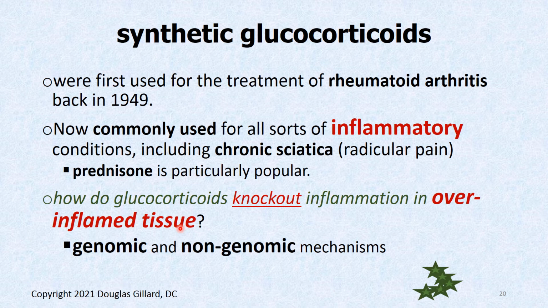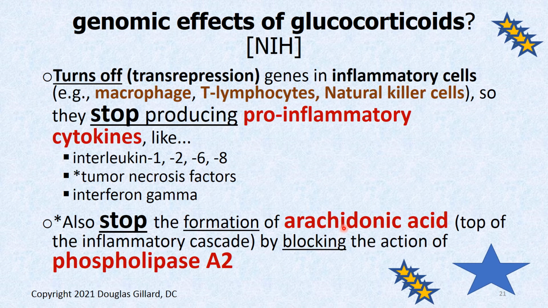How do glucocorticoids knock out inflammation? How do they really knock out inflammation? Not just talking about that inflammatory cascade, but there's genomic and non-genomic mechanisms. You got to know these because these are from Guyton. So the genomic means it has to do with transcription, translation, central dogma. Has something to do with that.